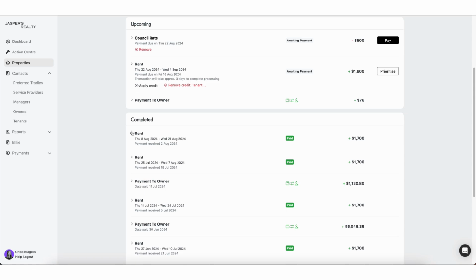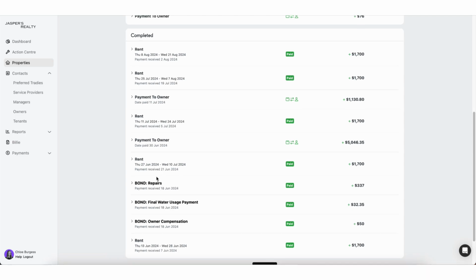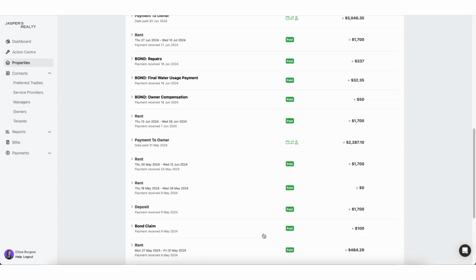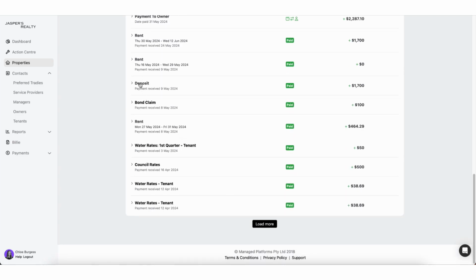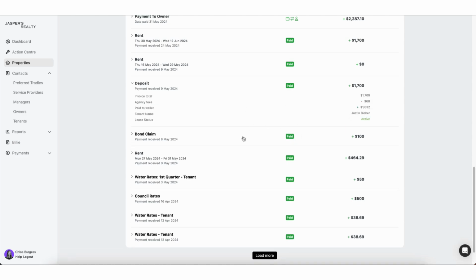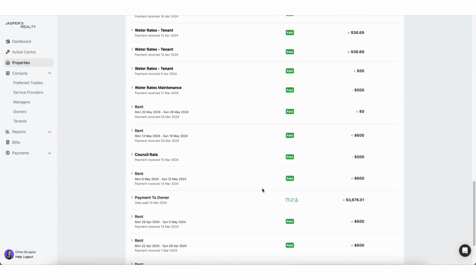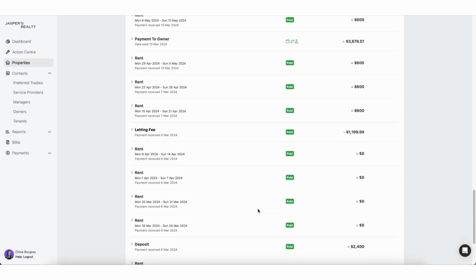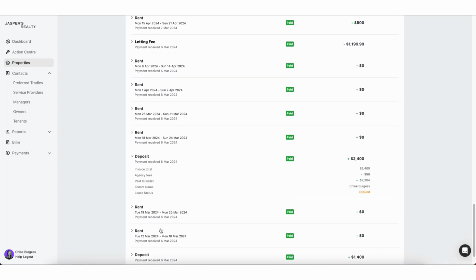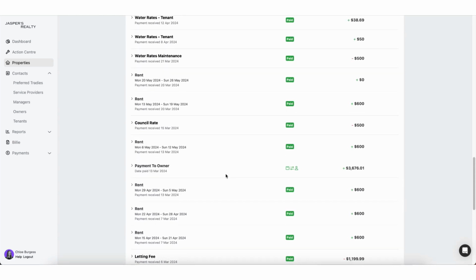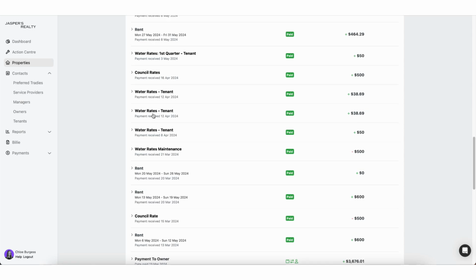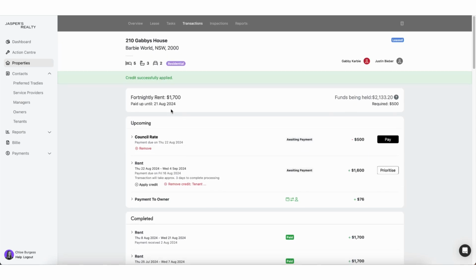Now, as I mentioned originally, it does show all of the rental items paid for this one property, no matter what tenancy. So you can see all of the completed payments, the bills. And if I was to scroll further down, I can see the deposit. This deposit was made for the tenant Justin. I scrolled further down again. More payments. There's another deposit, and this was for the previous tenant named Chloe. So this gives you an indication of all of the payments made, whether it's bills, rent for the property.